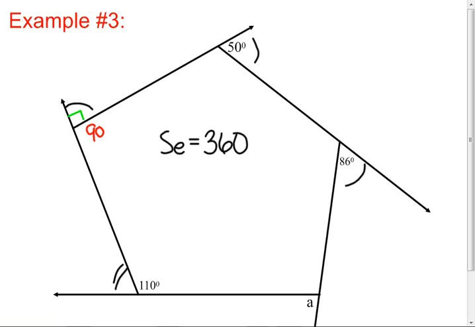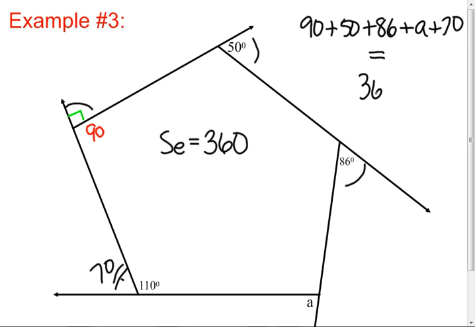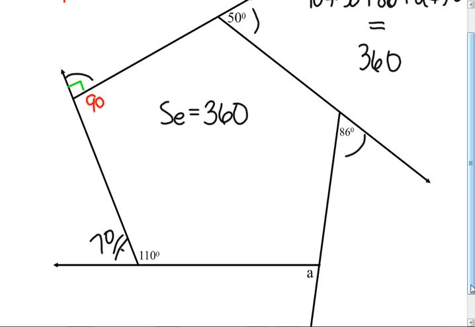Okay. So Cole went, first let's do it the easy way. How big is this one? 70, right? So if I take 90 plus 50 plus 86, all the outside ones, plus A plus 70, these all have to add up to what? 360. Now, if you don't want to do that, if you want to do the interiors, you can. That's 90. How big is this one? 130. It's just a harder formula.